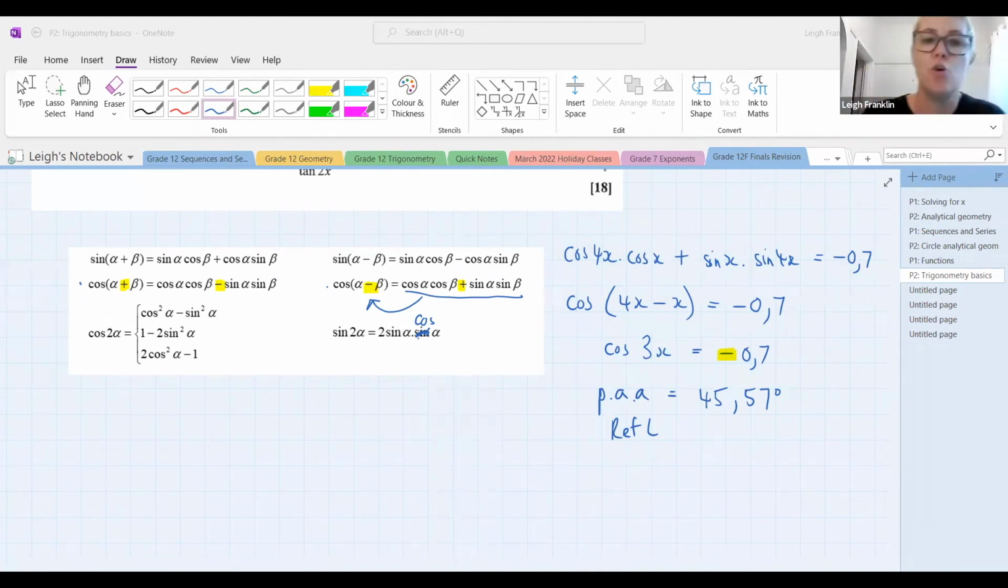Once we have this reference angle, now we are ready to start putting our general solution together. So what is the negative used for? Fahim, you've got your hand up. You're welcome to unmute and ask. Ma'am, I didn't get this answer of 45,57. I got 76,50. That's what I got.